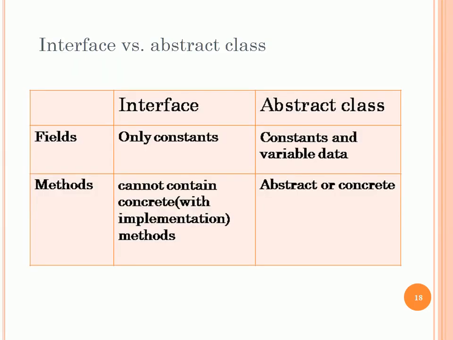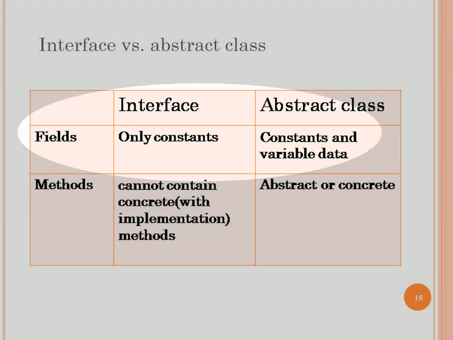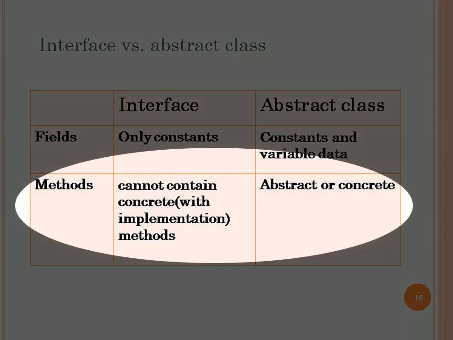You can see in this table a simple comparison between interface and abstract classes. Let's start by comparing the fields. As we said, in an interface we allow only constants. However, in an abstract class, constants and data variables are allowed. Now regarding methods. An interface allows only abstract methods. All the methods shouldn't have a body. However, the abstract class allows both.